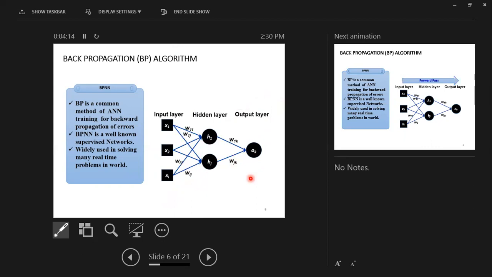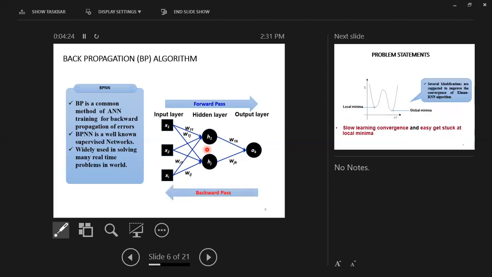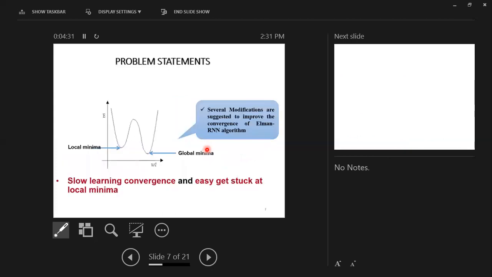So the data passes from the input layers moving towards the hidden layer, and at the end it goes to the output layer. So it goes in the forward pass as well as coming back in the backward pass. So we can say that it is the backpropagation algorithm.